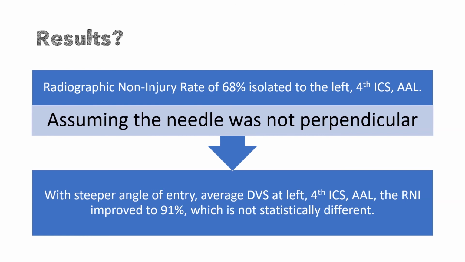The authors did specifically note that with the steeper angle of entry, the average depth of vital structures at the left fourth intercostal space anterior axillary line, the radiographic non-injury rate improved to 90%, which is not statistically different than the radiographic non-injury rate at other sites.